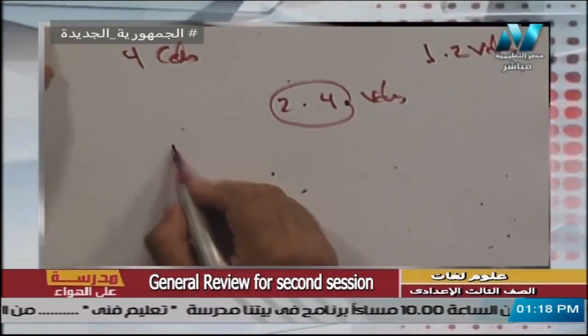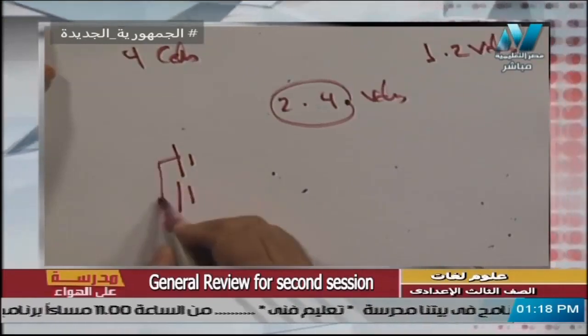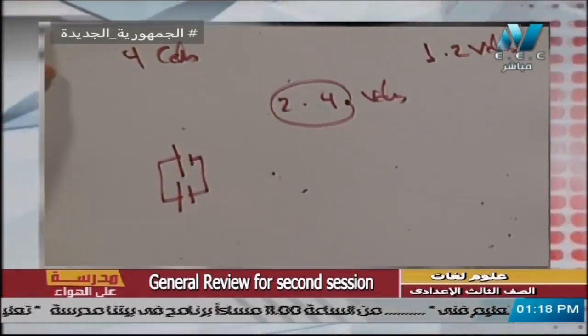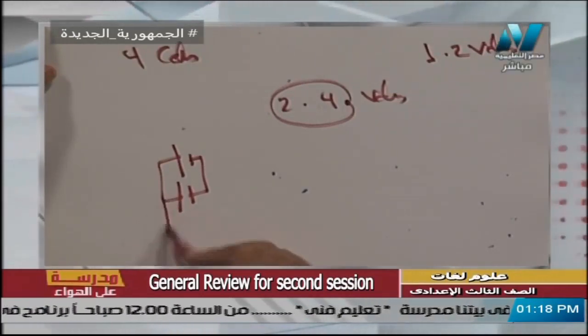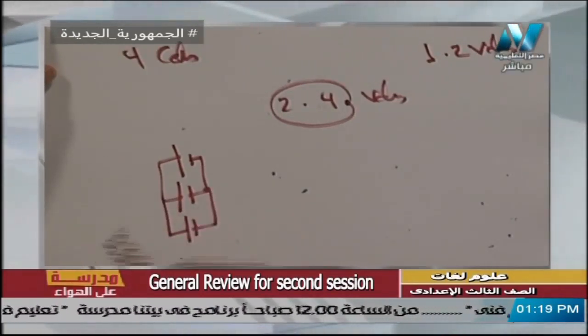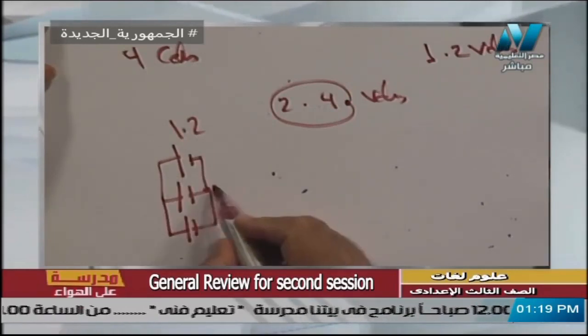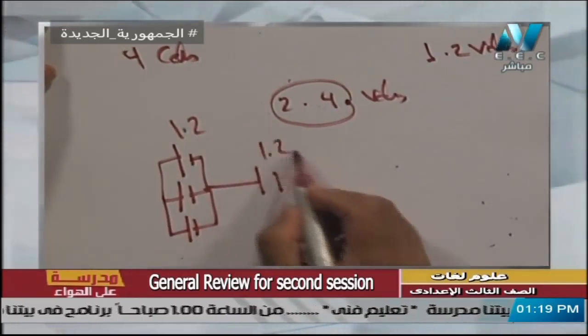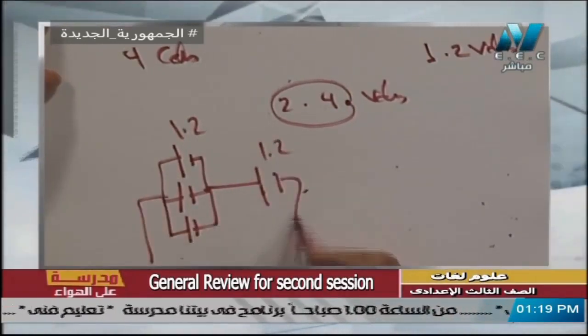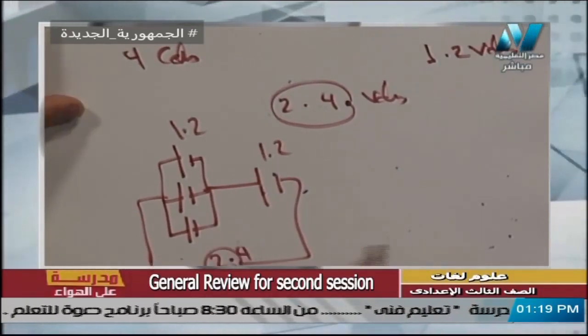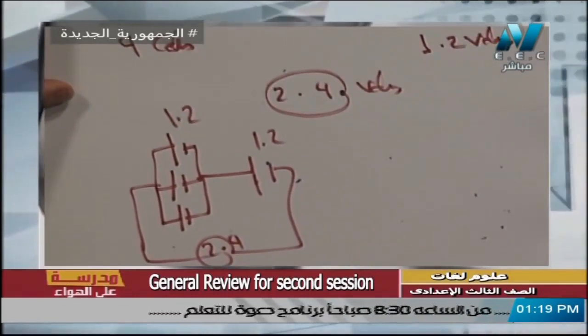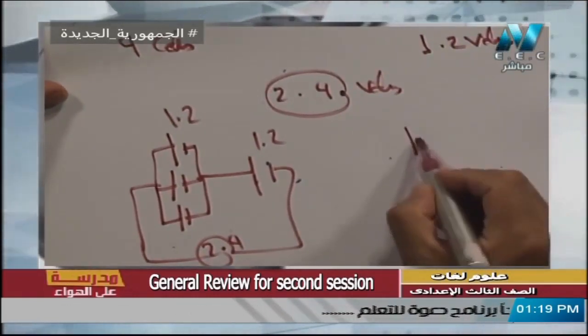ازاي؟ آخد 2 بارالل، جمع كده مع بعض هيبقى مجموعهم 1.2. طب لو خدت واحده بارالل كمان، مجموعهم كلهم 1.2، وآخد الرابعه سيريز دي لوحدها 1.2، مجموعهم النهائي كده 2.4.